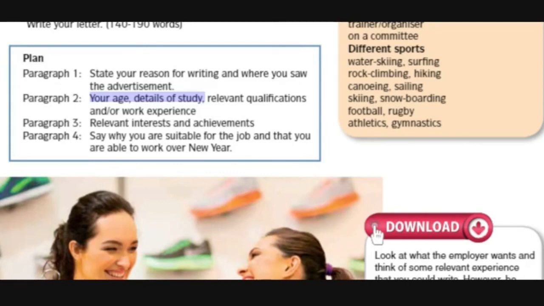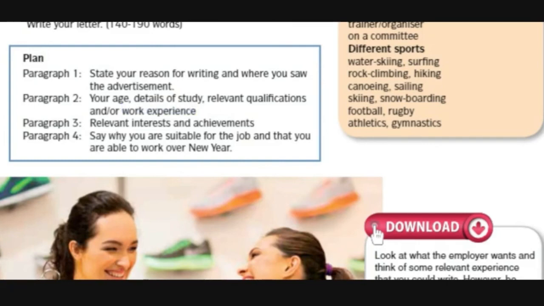Okay, relevant qualifications. Okay, just write at least one qualification. If you don't know how, you just create one only. Okay, I have certificate in advanced level in English, okay, and then also give work experience, right? At least one working experience. Okay, I have been working as a promoter in Giant supermarket for 2 years, for example.